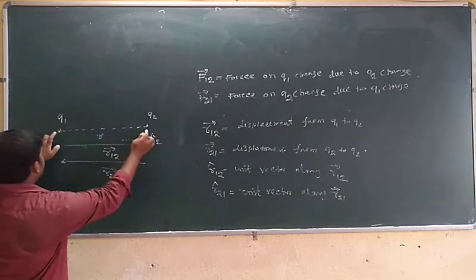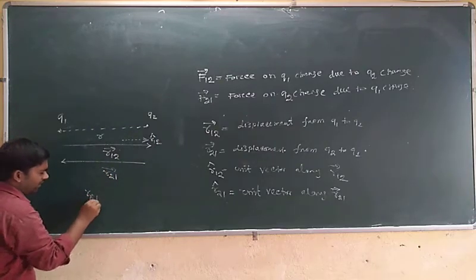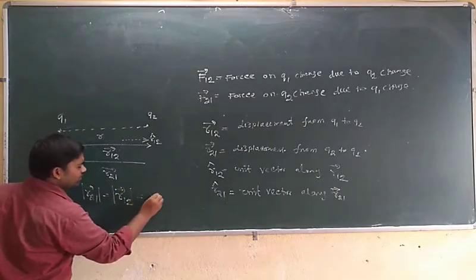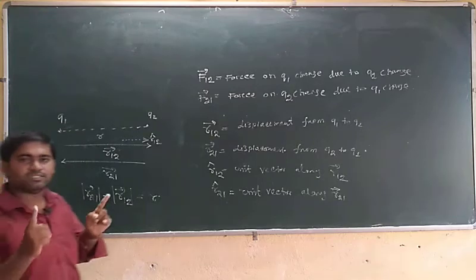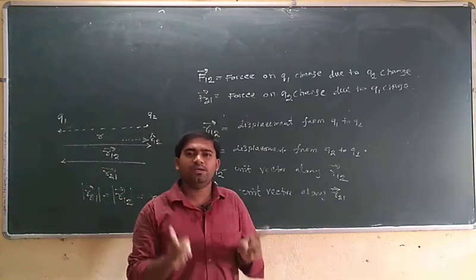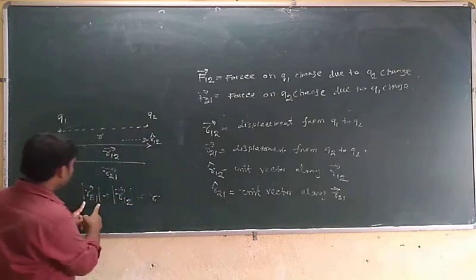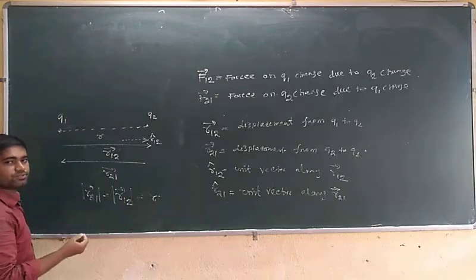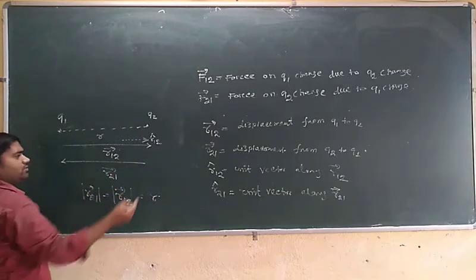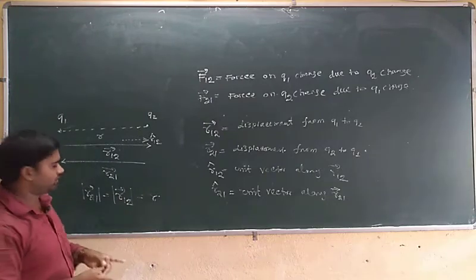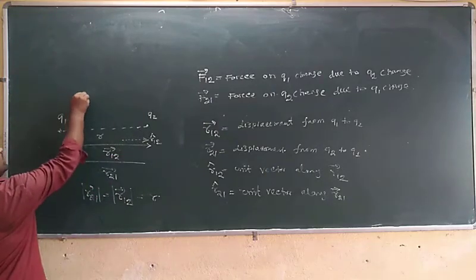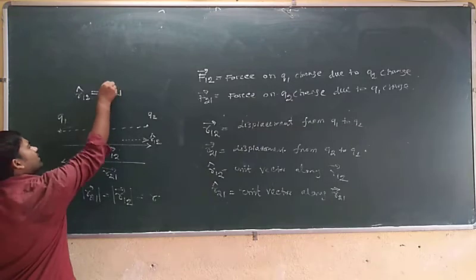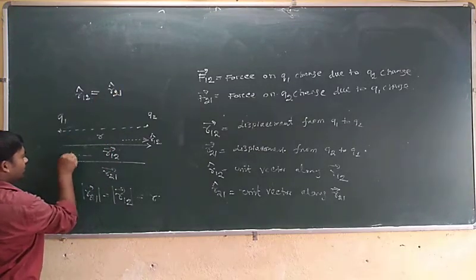If we observe here, the displacement R12 vector and displacement R21 vector have a common magnitude, that is R. That's why you can write magnitude of R21 vector equals magnitude of R12 vector equals R, because we keep the distance fixed between the charges Q1 and Q2. Again R12 cap and R21 cap are unit vectors, so we can write R12 cap equals R21 unit vector.